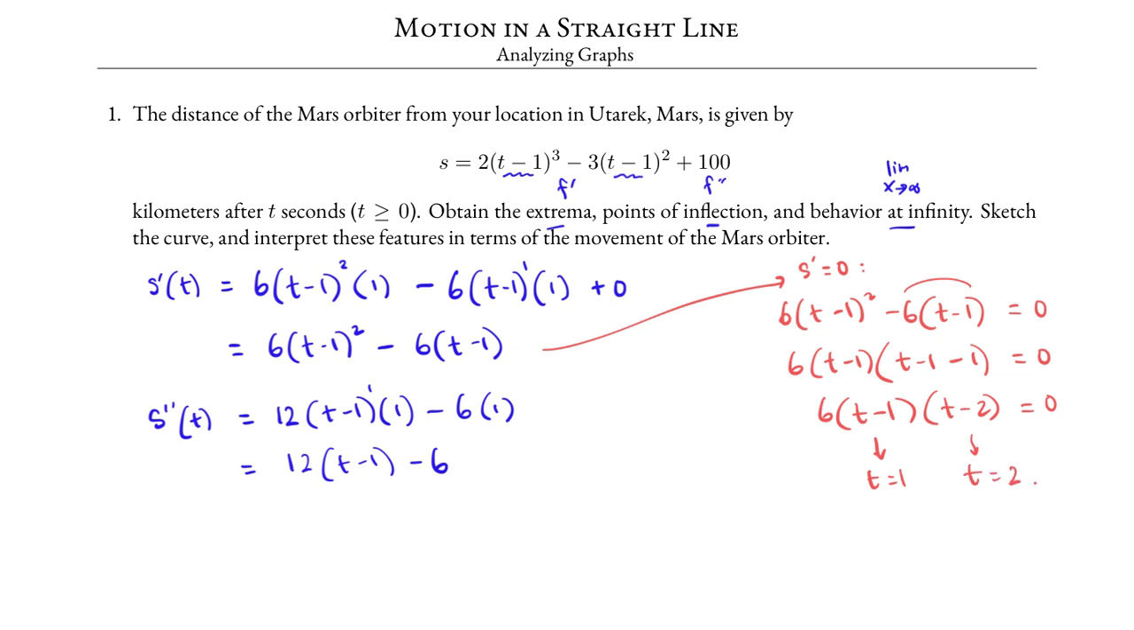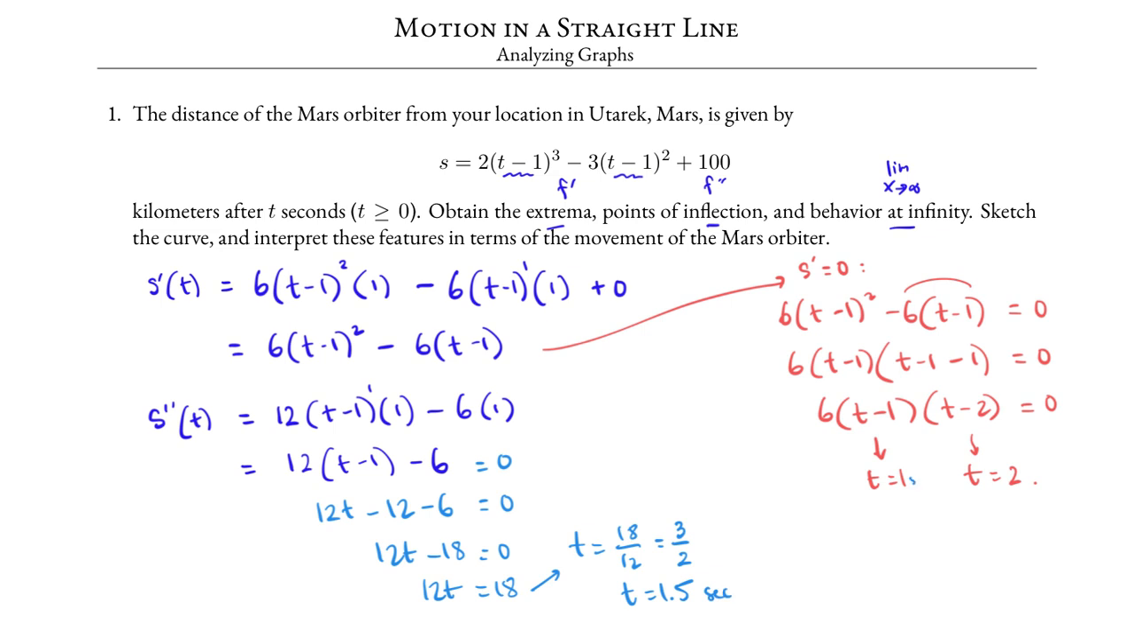For the second derivative, we set it equal to 0. This is 12t minus 12 minus 6 equals 0, or 12t minus 18 equals 0. This gives us 12t equals 18, or t equals 18 over 12. We divide by 6 to get 3 over 2. This is 1.5. The units for t are all seconds.